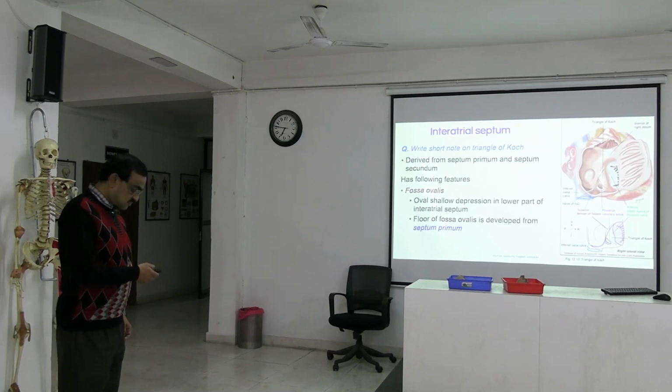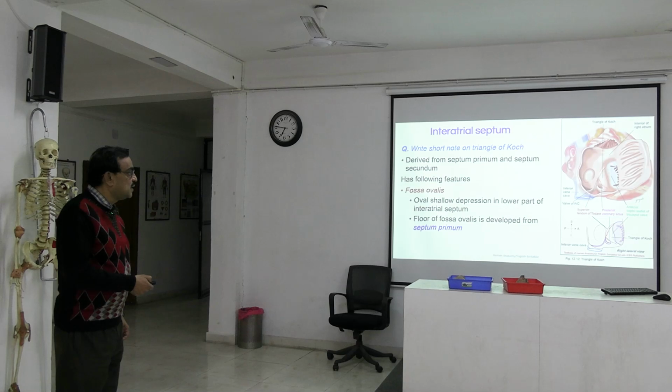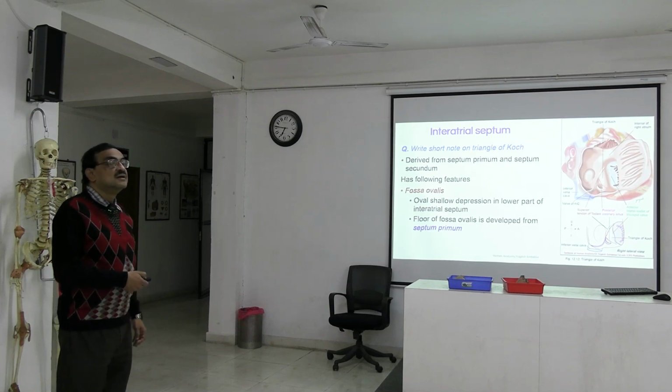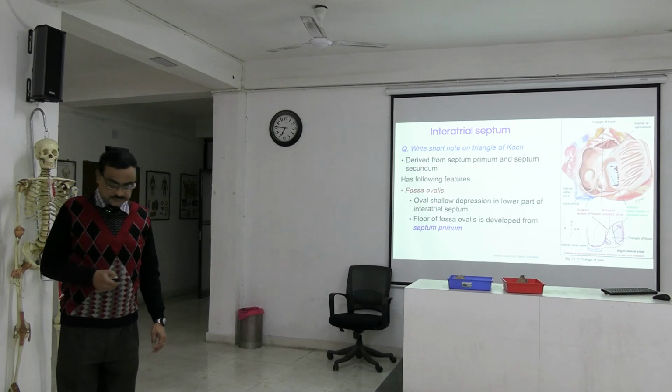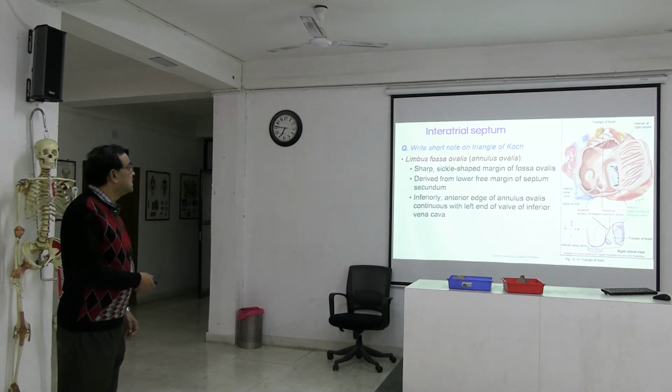And this is the triangle of Koch. We know this is bounded anteriorly by the base of the atrioventricular opening, posteriorly by the coronary sulcus, and above by the subendocardial ridge, which forms the triangle of Koch, where we can get the AV node. Okay, interatrial septum.